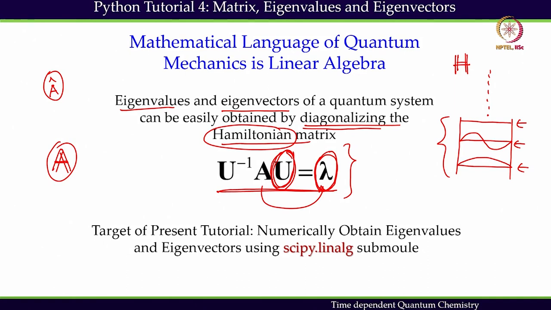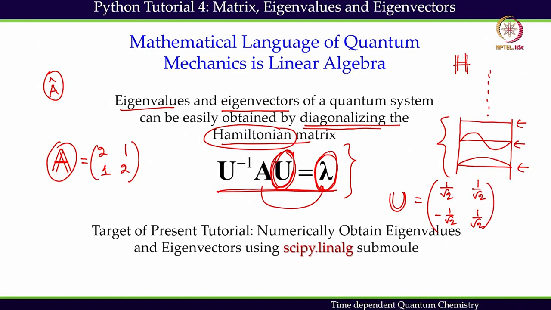As an example, we took a matrix A like this, 2, 1, 1, 2. This was the exercise we have done already. This was the matrix, a 2 by 2 matrix. And in order to diagonalize this matrix, we actually got this unitary matrix U as 1 by square root 2, minus 1 by square root 2, 1 by square root 2, 1 by square root 2. So, this was the unitary matrix.